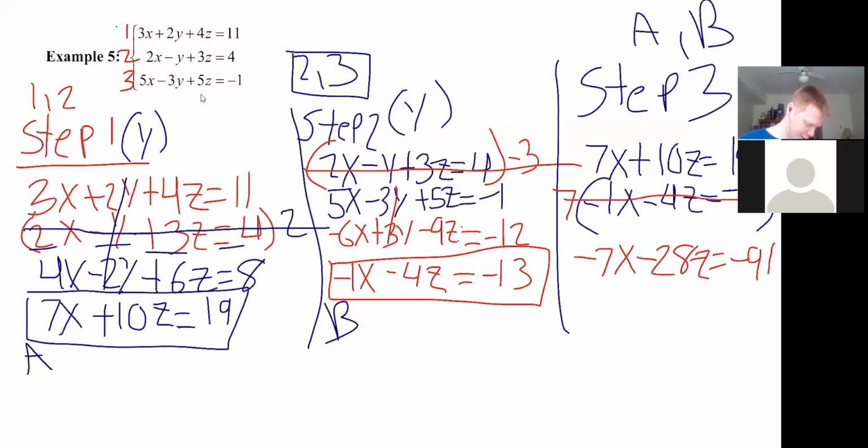I like to just cross that out, so I know I'm just looking at the top and bottom. My x's cancel. My z's, I'd have -18z. 19 plus -91, what would that be? That would be -72. Then if you divide by -18, well, 18 times 4 is 72, so it would be 4.